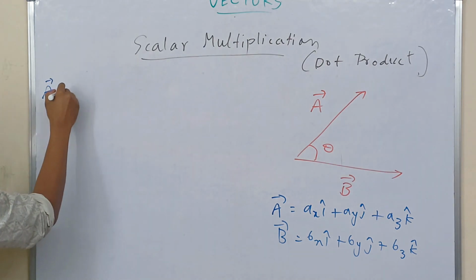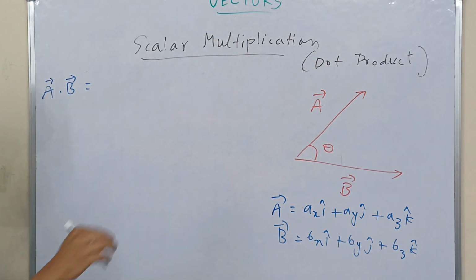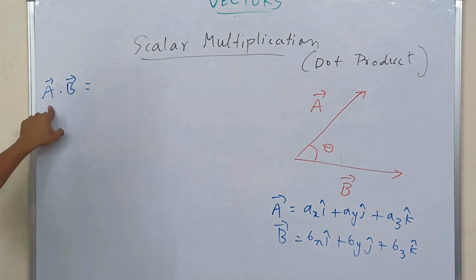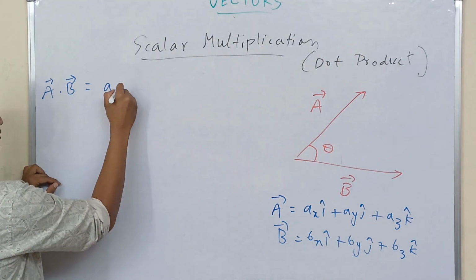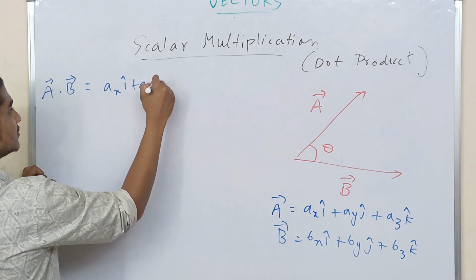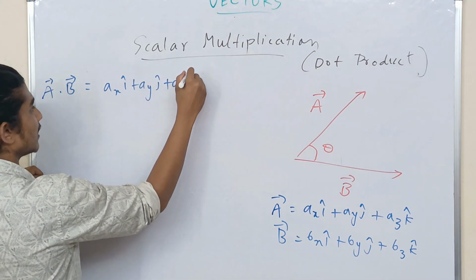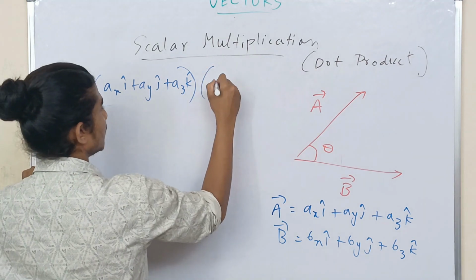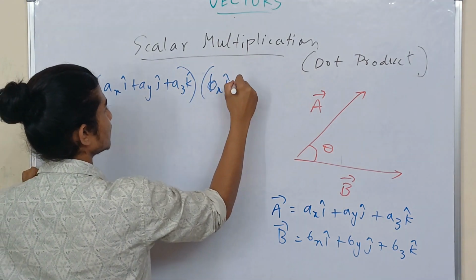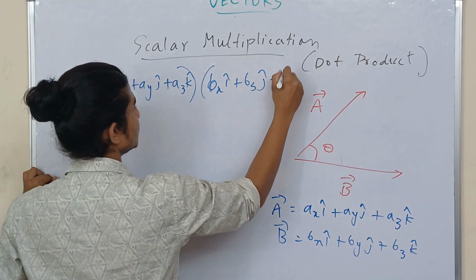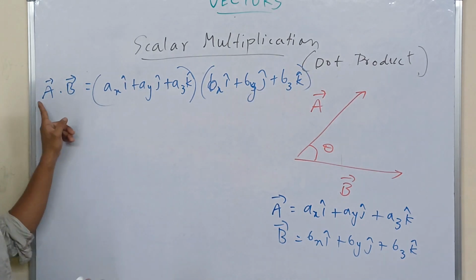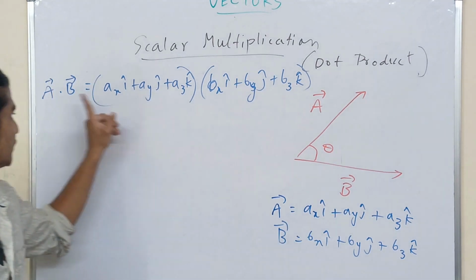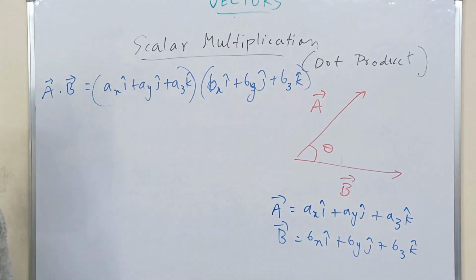A vector dot B vector, that's what you're supposed to do. So I'm going to replace A and B with these two things: ax i cap plus ay j cap plus az k cap, dot bx i cap plus by j cap plus bz k cap. Now I have replaced A with this, whereas B with this. So I hope it is clear.